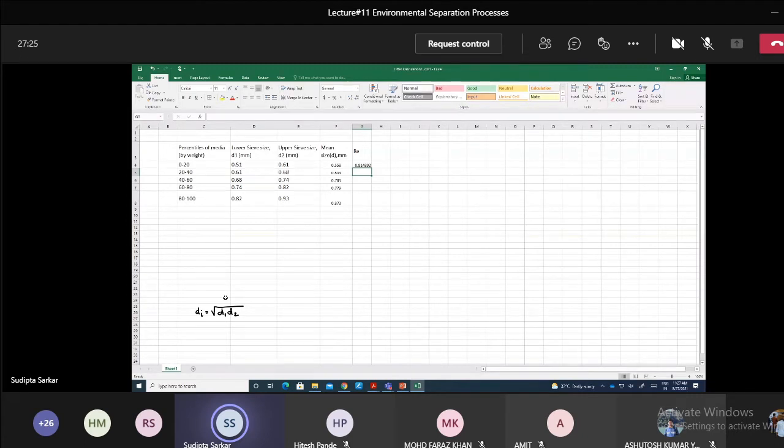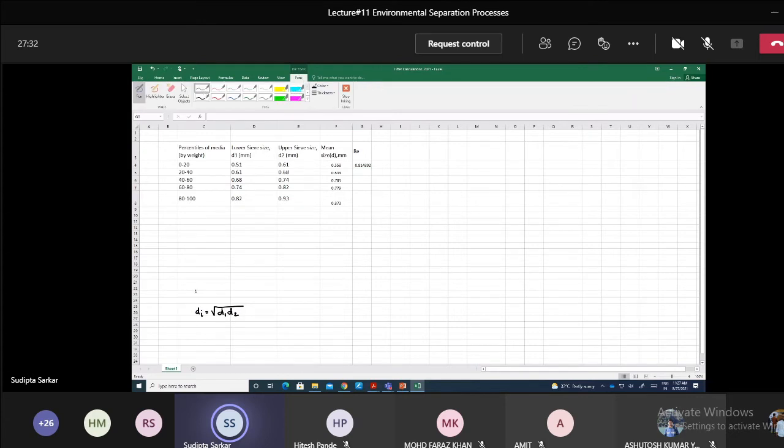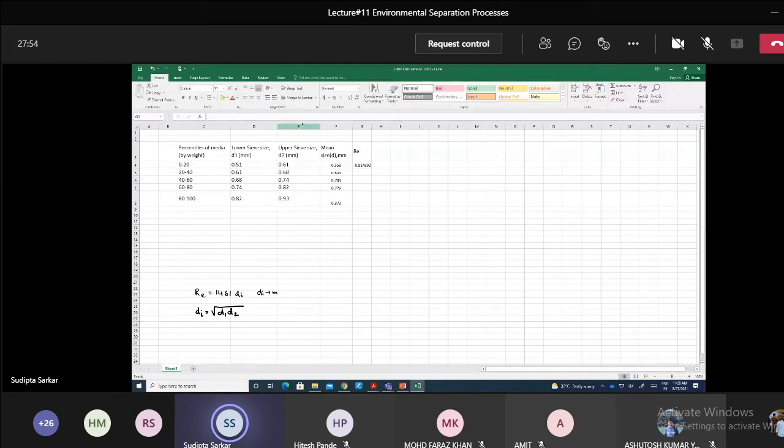So let me also write here RE equals to, this is what we did, 1461 into Di. Now Di should be in meter. Okay, so you can now understand why we do this. Okay, so now let me calculate this RE for everyone.